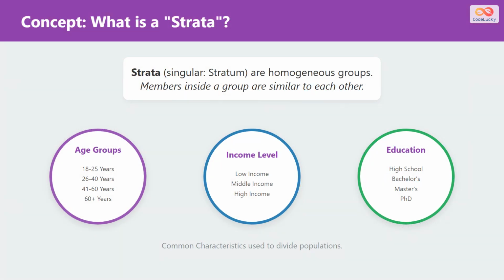Let us talk about the star of the show, the strata. A stratum is simply a homogeneous group. This means members inside the group are similar to each other in a specific way. Common examples include grouping people by age ranges, income levels, or education levels. These characteristics define the boundaries of your groups.